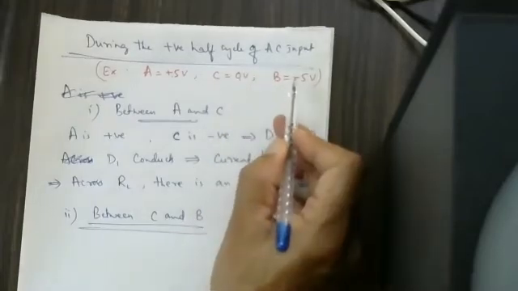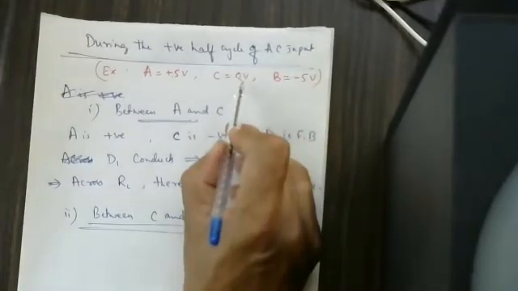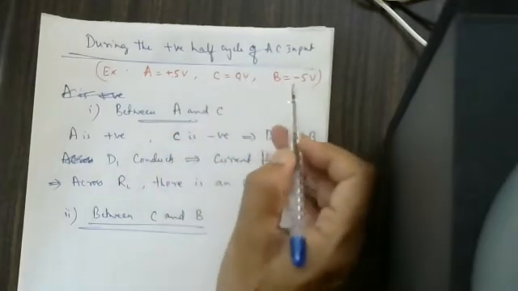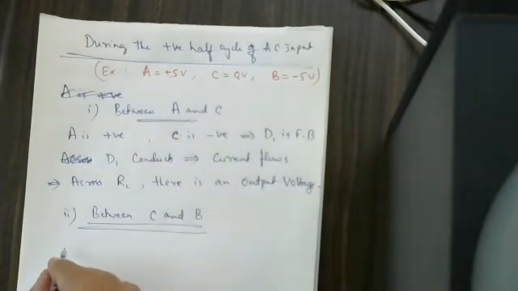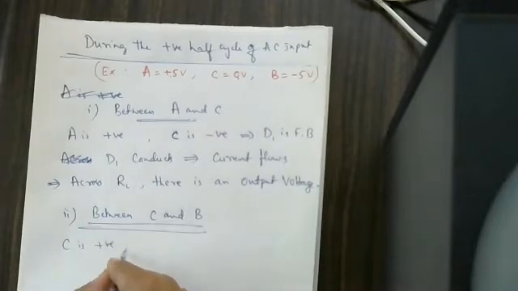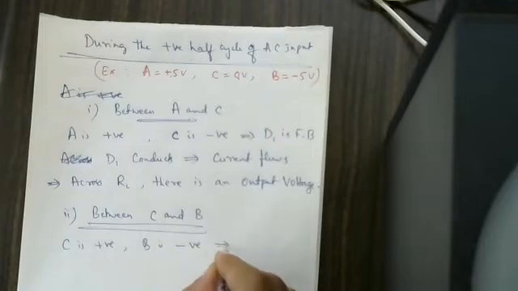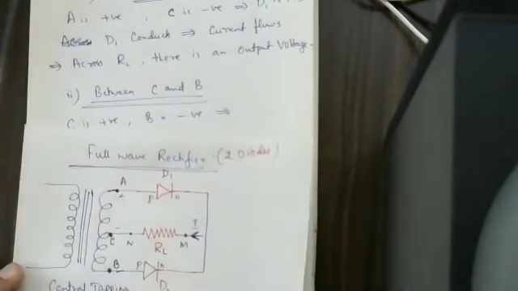C and B, which is positive? C is positive. B is negative comparatively. Compared to these two, it is different. Therefore, here C is positive and B is negative here. Okay, I told you about this. See here, C is positive, B is negative.